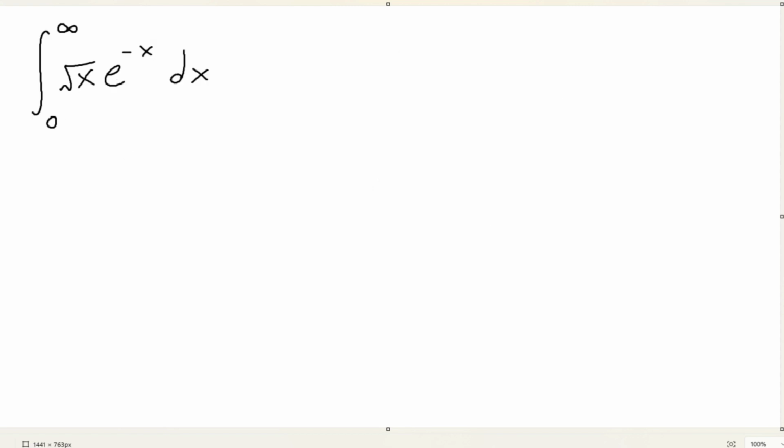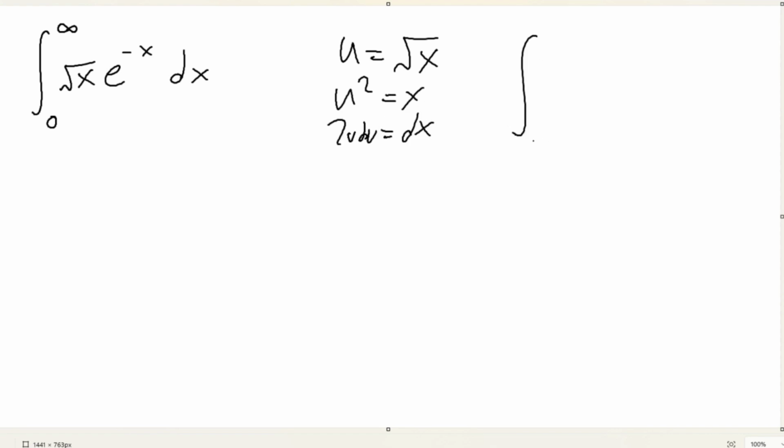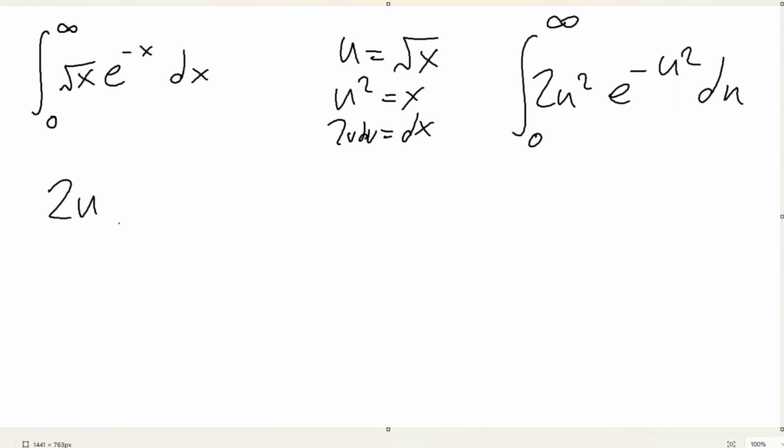Okay? Alright, we see some square root of x randomly. Just let u equal square root of x. Then u squared is equal to x, 2u du is equal to dx. Go ahead and just dive right in. We got 2u squared e to the negative u squared du. We've encountered this before. We know what to do. With the 2u, you just do integration by parts.